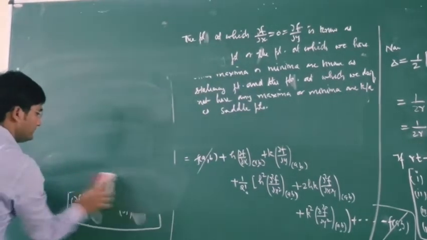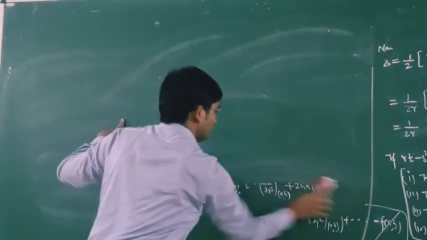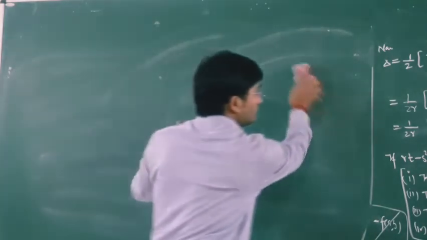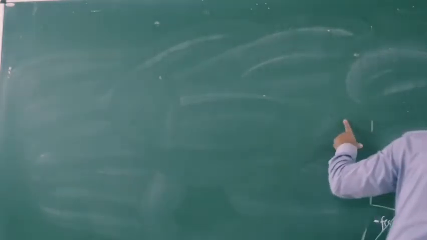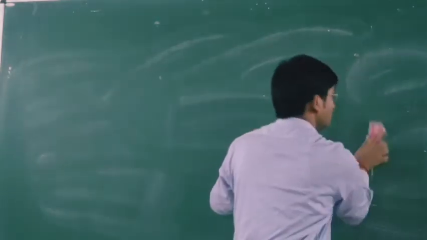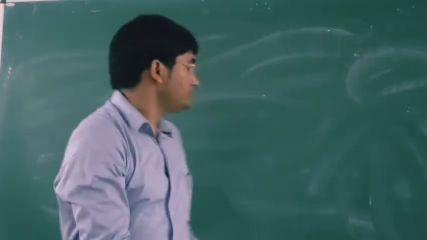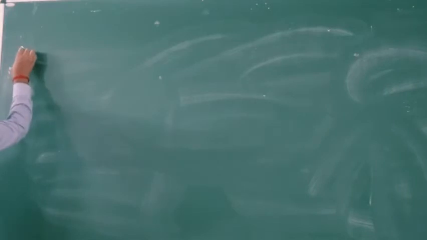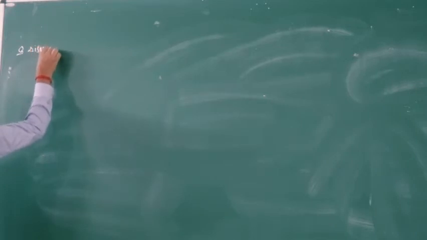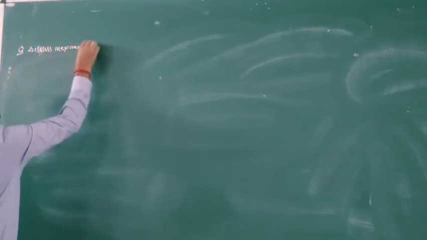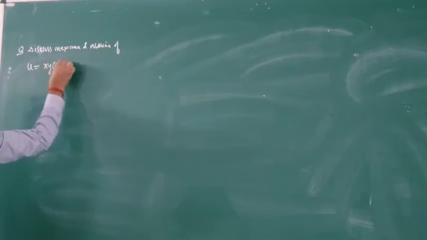So the first question is to discuss the maxima and minima of u equal to xy into 1 minus x minus y.